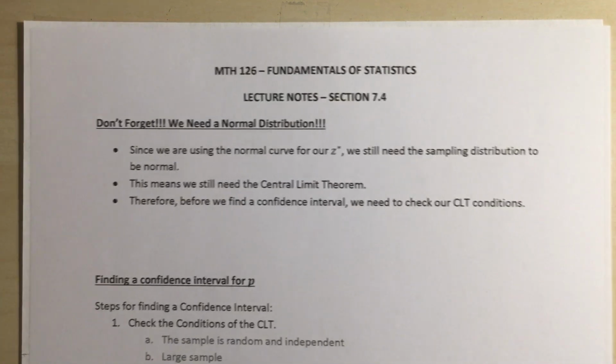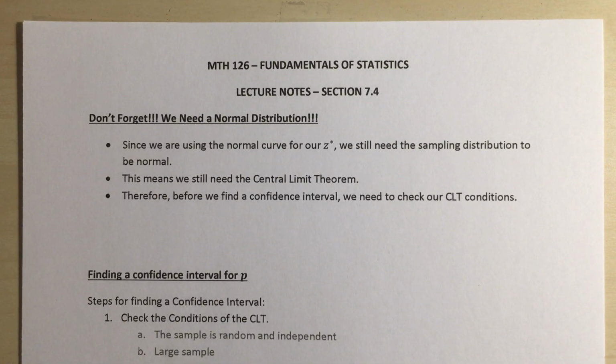All right, when we're thinking about margin of error, don't forget we will need a normal distribution. We will need a normal distribution as we're going through these problems because we're using a normal curve for Z star itself. So we're still going to need our central limit theorem, and we're still going to need to check our central limit theorem conditions. All of this Z star information for our margin of error is based on the fact that we do indeed have a normal distribution, as we did in the previous sections as well.